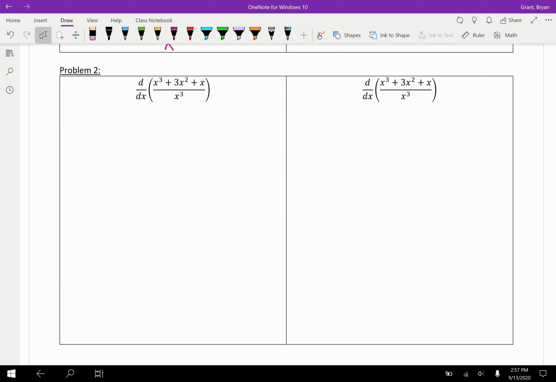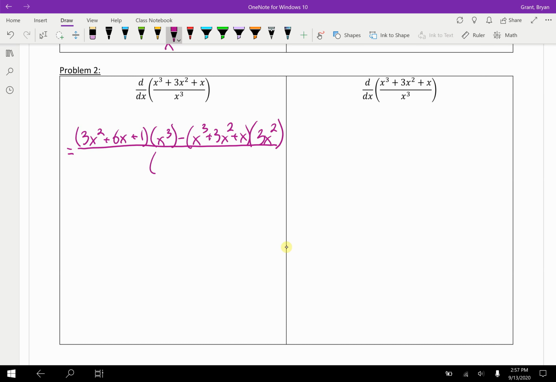The second one is a similar idea, but things are getting a little more complicated here. So let's attack this quotient rule first. Quotient rule, we have to do the derivative of the top first, derivative of the first one first. So this is going to be 3x squared plus 6x plus 1. The derivative of x, the slope of the function x, is 1. Keep the second the same. Minus, now we keep our first the same, 3x squared plus x, and we do the derivative of the denominator, which is 3x squared, all divided by the denominator squared. And again, I'm going to stop there.